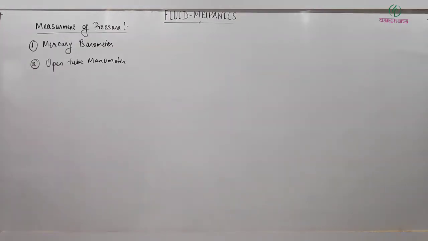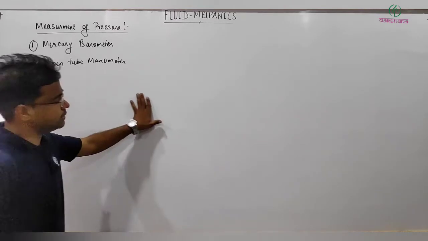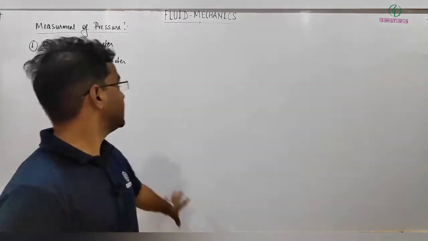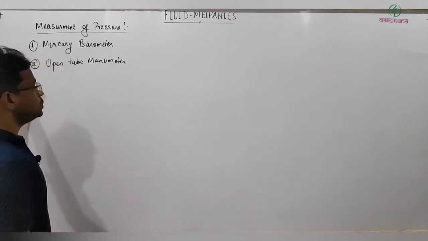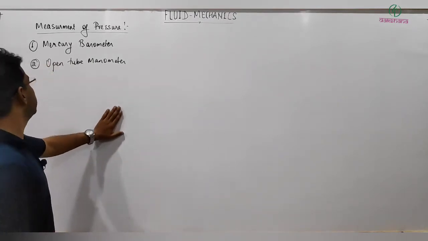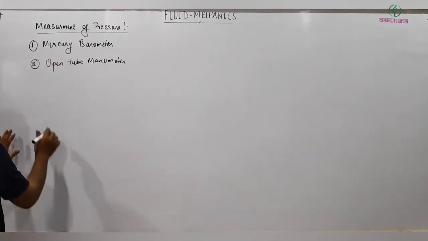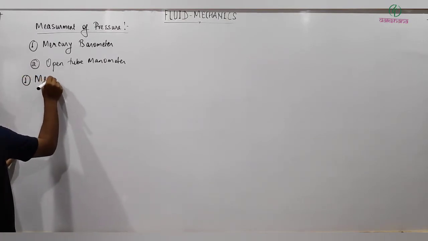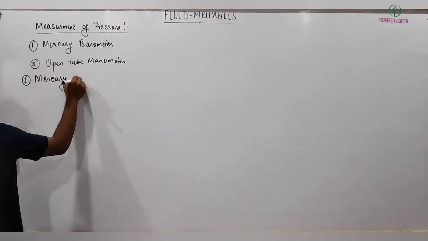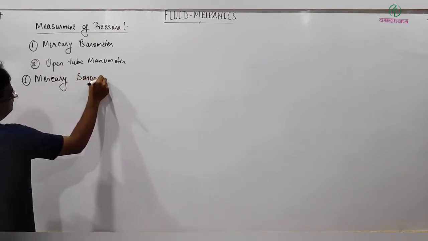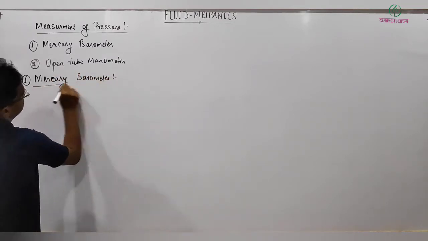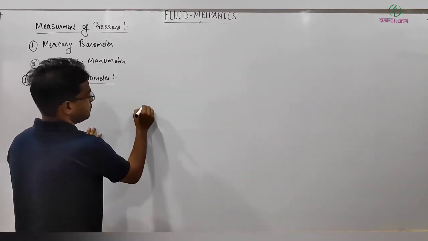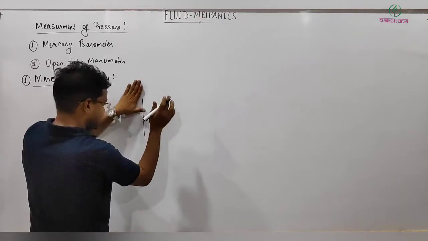Okay, so next is measurement of pressure. For measuring pressure we have many devices and setups. We will mainly talk about only these two, that is the mercury barometer and the open tube manometer. Let me start with the mercury barometer. What is this device, and how does it measure pressure? Let me tell you first what the setup is and how exactly it works.